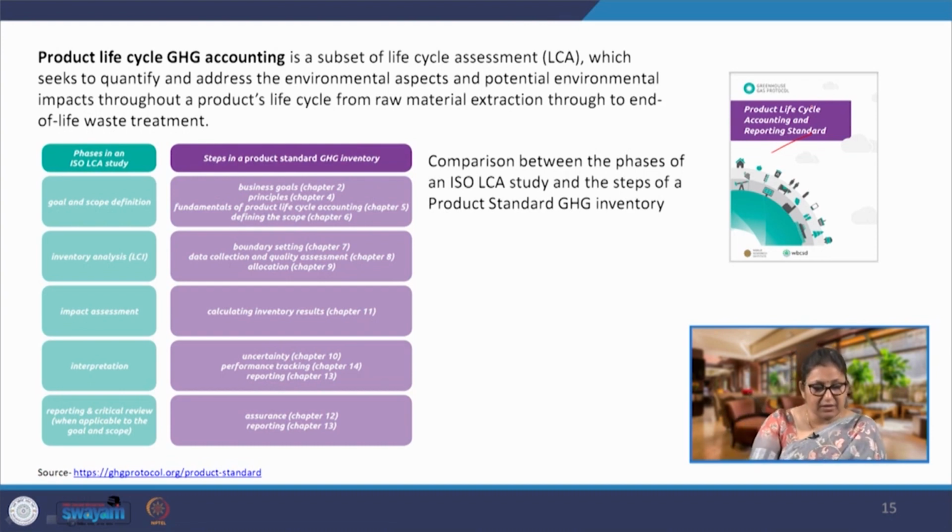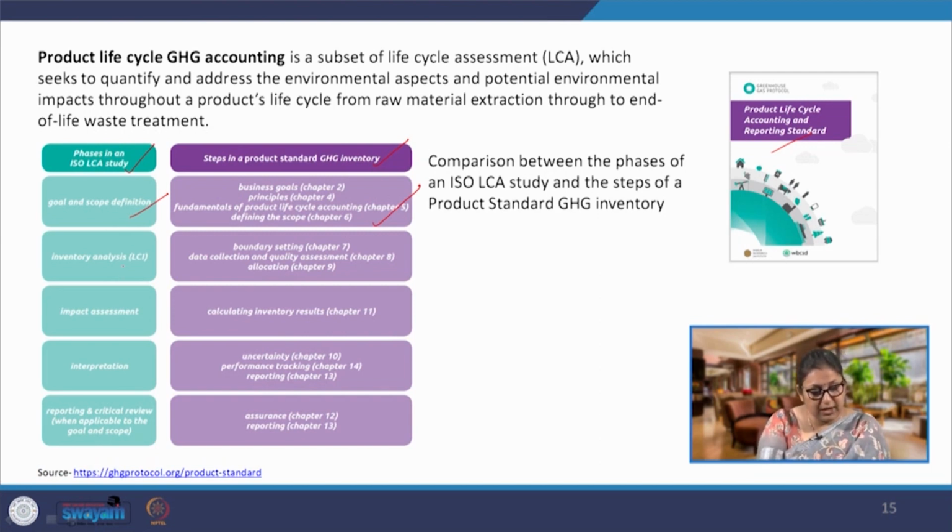And if we compare, it is pretty much the similar steps. So, if we look at the LCA study and compare it with the steps in the GHG inventory for product life cycle, we will see that they are similar. Here we are defining the goals and scope. In this one also we have to define the goals and also the fundamental principles of life cycle accounting.